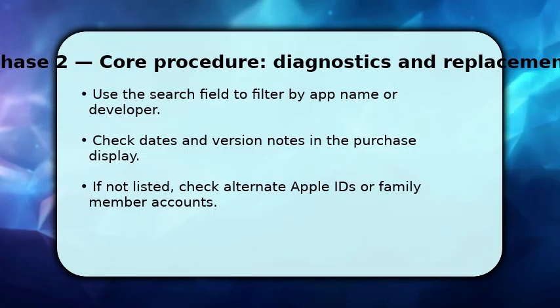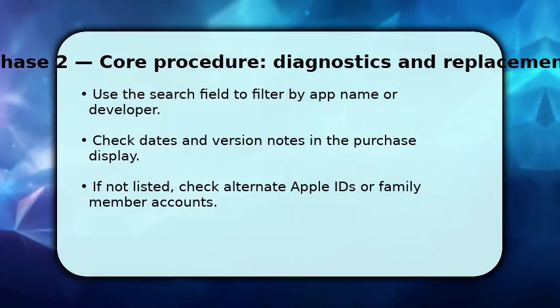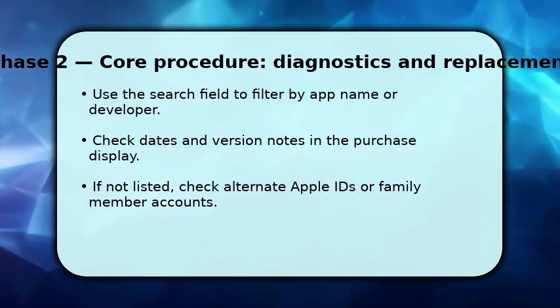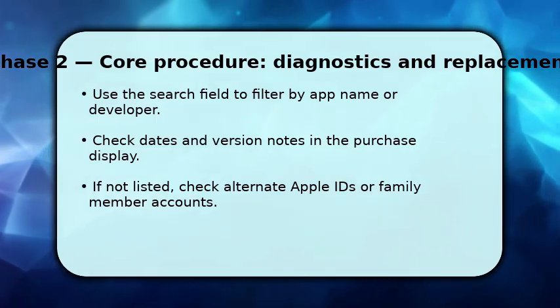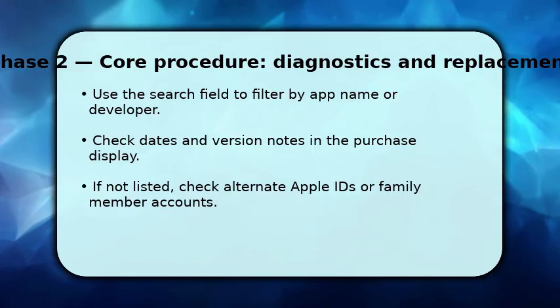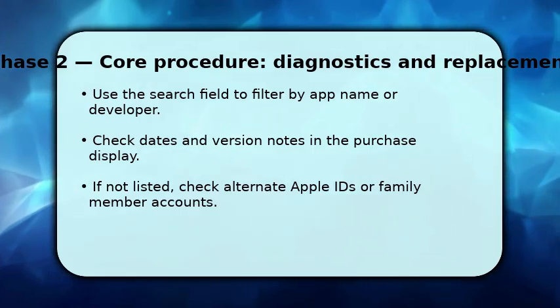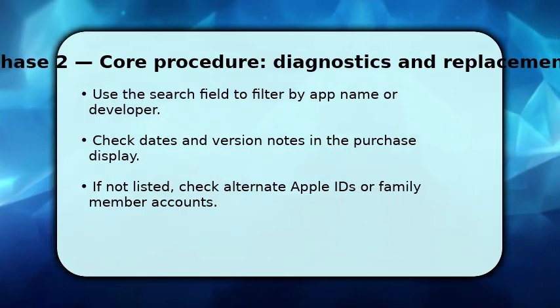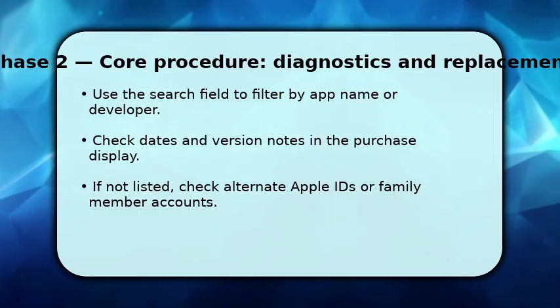You can type the game name, developer, or keywords. The list shows purchase dates and whether the app is available to download again. You do this because availability can vary. Some entries let you reinstall, others only show the record. If you don't find it, make sure you checked every Apple ID you ever used and check family purchases, since the game may be tied to a different account.